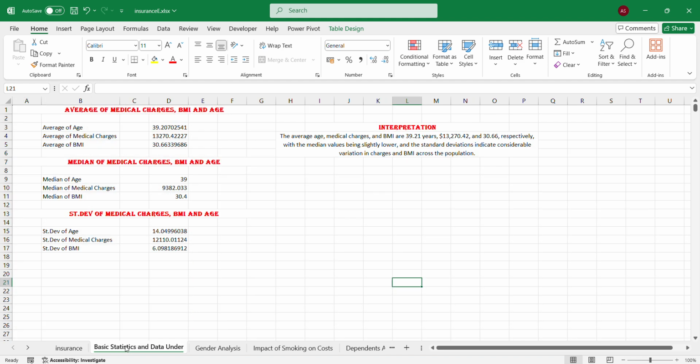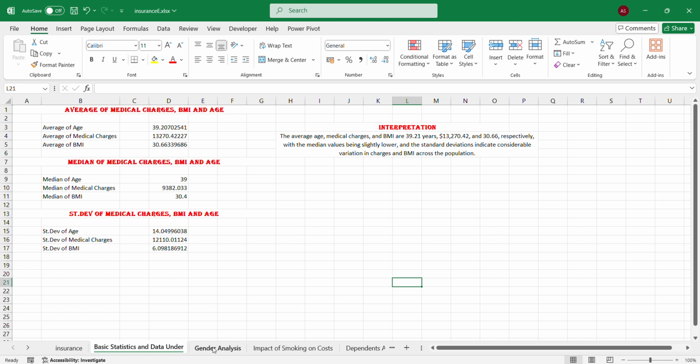The first step is basic statistics and data understanding, which calculates the average of medical charges, BMI, and age, and the median and the standard deviation. The interpretation is that the average age, medical charges, and BMI are 39.21, $13,270, and 30.6 respectively, and the median values are slightly lower. The standard deviation indicates considerable variation in charges and BMI across the population.